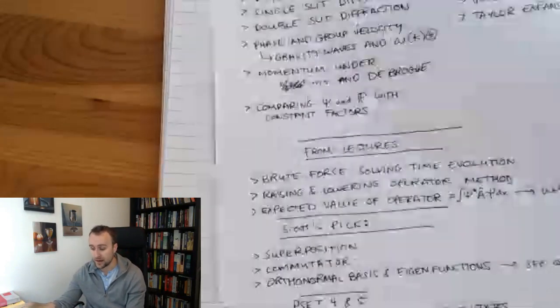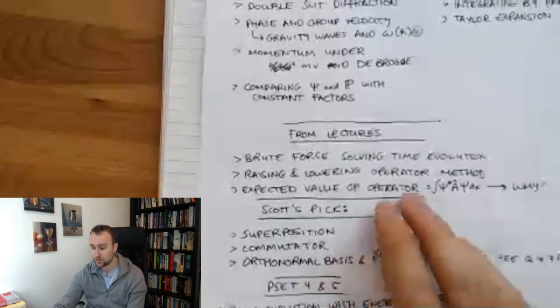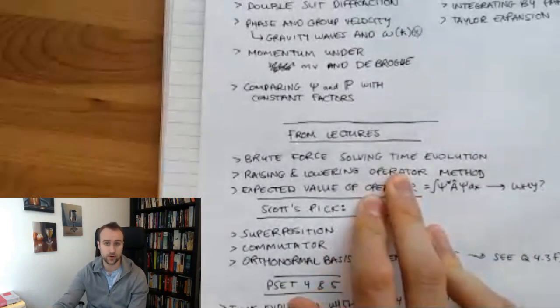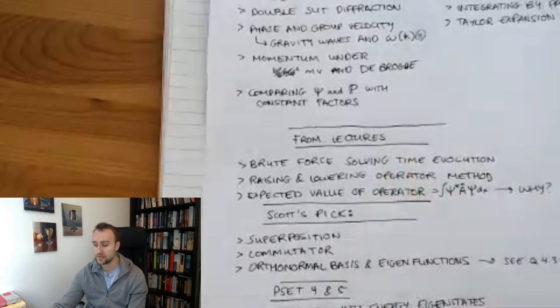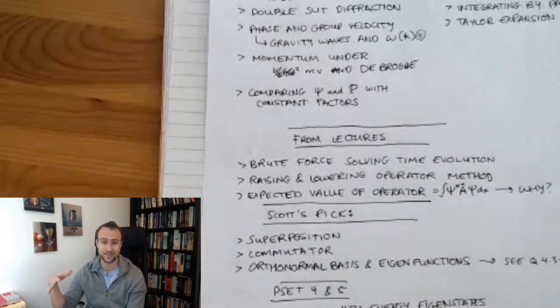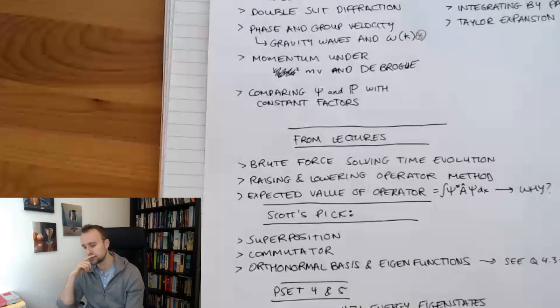There's some stuff from the lectures that even watching the lecture, I had a hard time following. So solving the time evolution of the Schrodinger equation with that brute force method, and also this raising, lowering operator method were things that I was able to follow, but there's a lot of steps where I don't know exactly what motivated them to make a certain decision to do certain things.